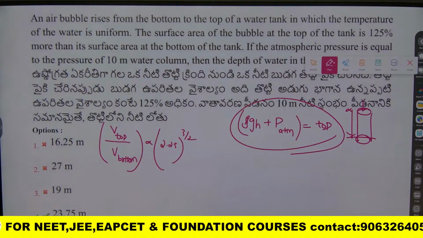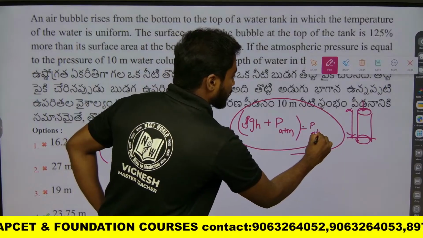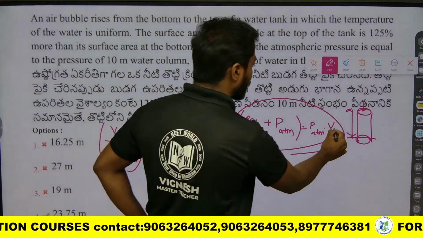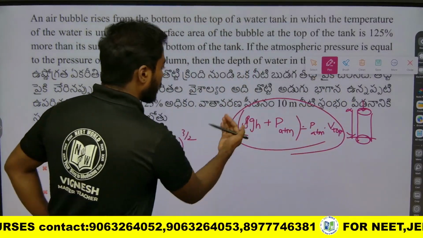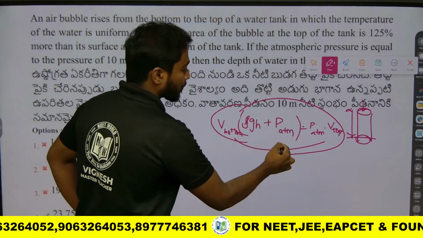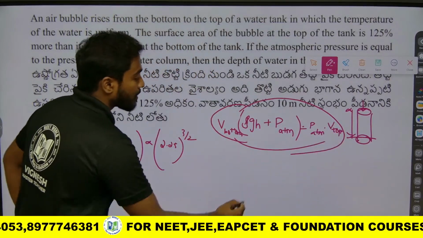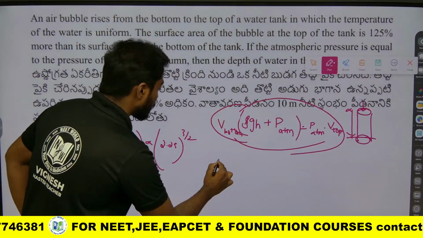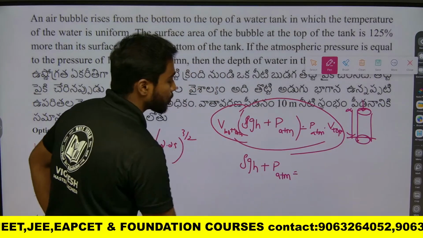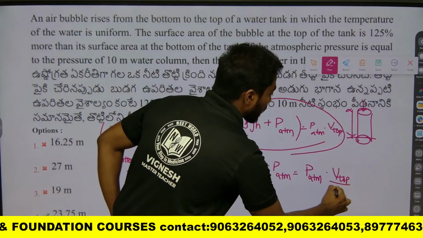So atmospheric pressure into volume. Which is the volume here? Volume of the top, and here the volume at the bottom. This is the total pressure for the bottom and its volume, and the pressure for the top and its volume. So I can take the ratios now. So rho g h plus P atmospheric over P atmospheric is equal to V top by V bottom.